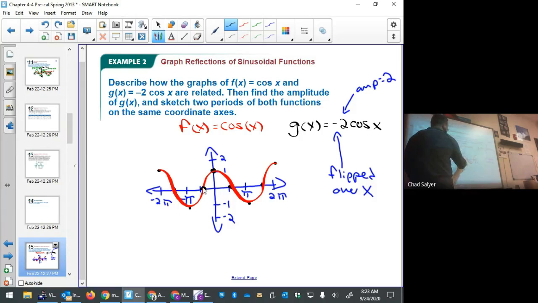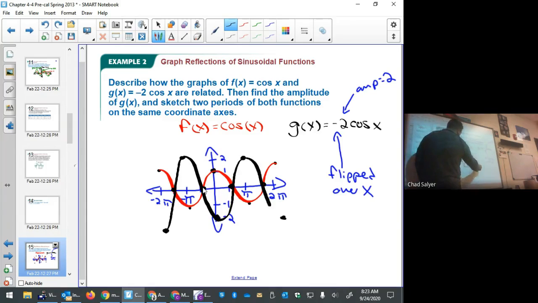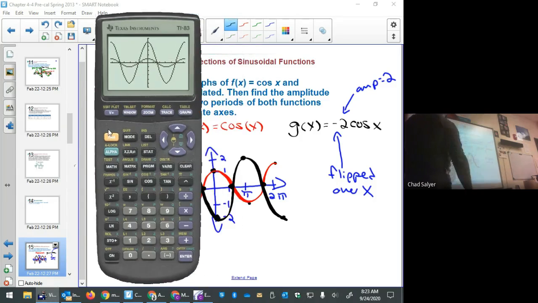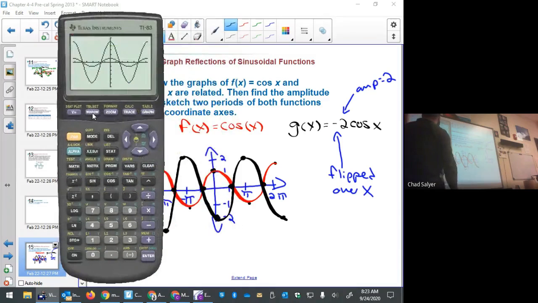Every 0 is going to be shared because -2 times 0 is still 0. But all of the points will be flipped over the x-axis and expanded in amplitude to 2, like so. Let's test our result here on the good old calculator.